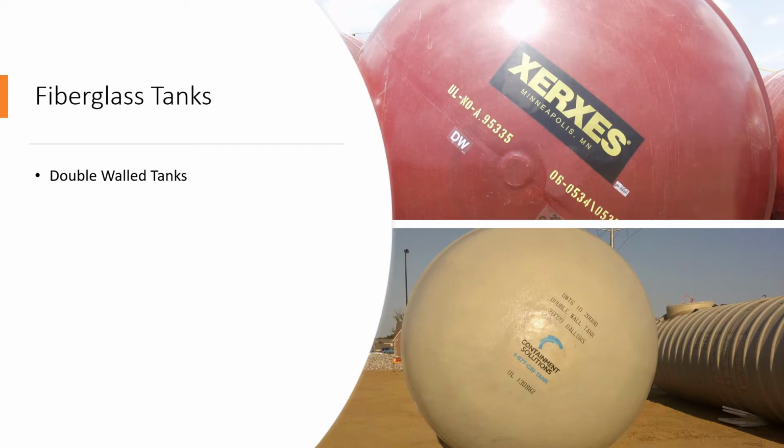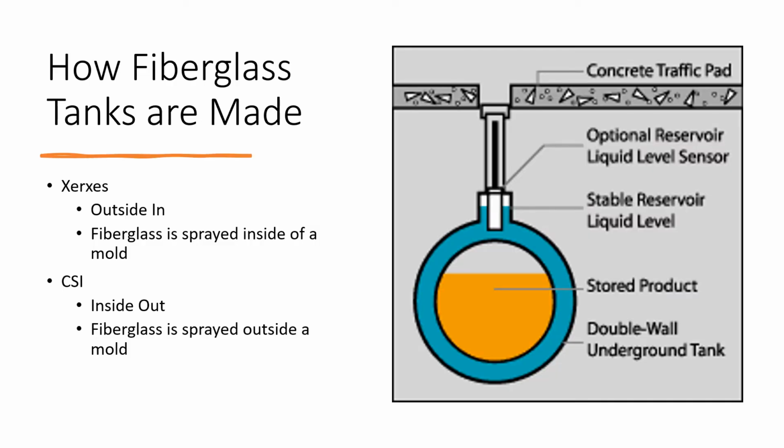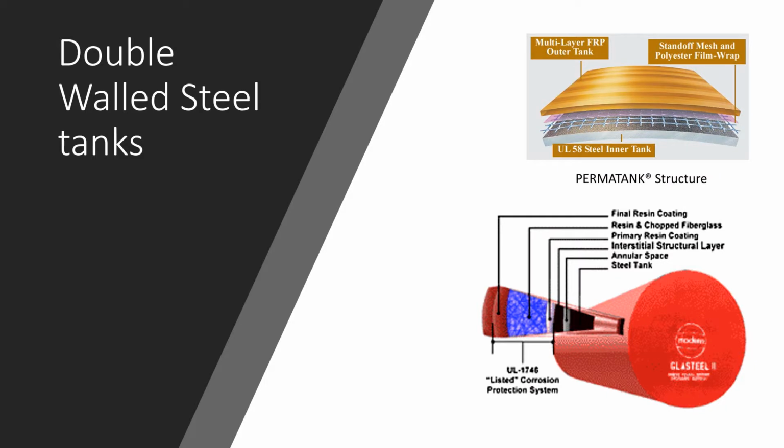As we talked about earlier, you have double wall fiberglass tanks. When you're putting the tanks in the ground, you can see on the end DW for double walled, or they'll say double wall on them. So you know these are double wall tanks. We talked about how Xerxes and CSI tanks are made. These are double wall steel tanks. You have your primary inner tank, your secondary tank on the outside that's non-corrosive, and that'll serve as your secondary containment for the interstitial space.